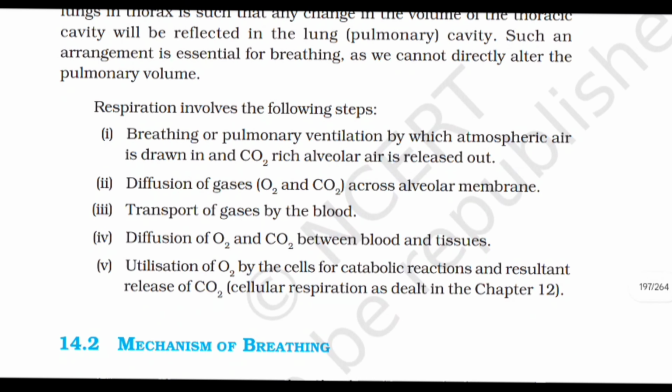Respiration involves the following steps. First, breathing or pulmonary ventilation, by which atmospheric air is drawn in and CO2-rich alveolar air is released out. Second, diffusion of gases O2 and CO2 across alveolar membrane. Third, transport of gases by the blood. Fourth, diffusion of O2 and CO2 between blood and tissues. Fifth, utilization of O2 by the cells for catabolic reactions and resultant release of CO2, cellular respiration as dealt in chapter 12.